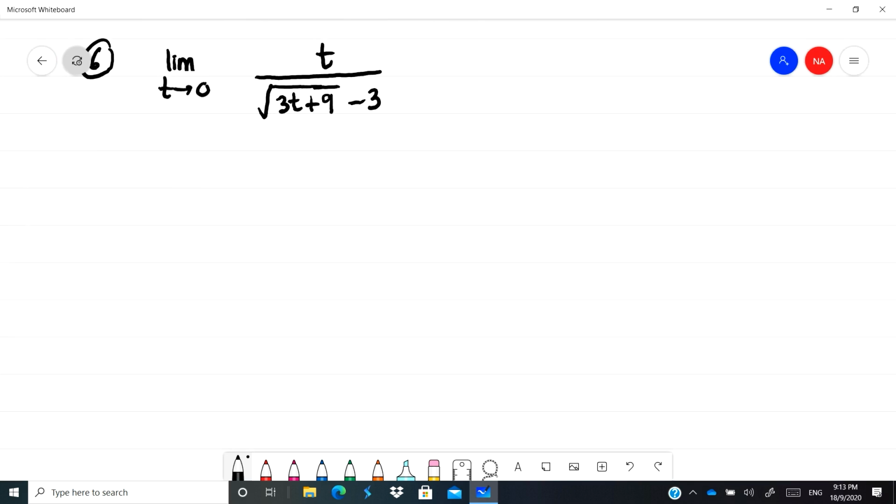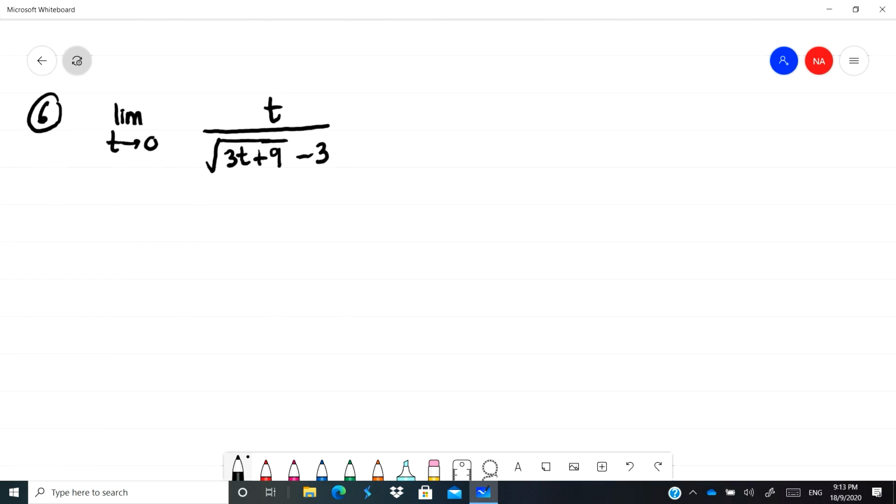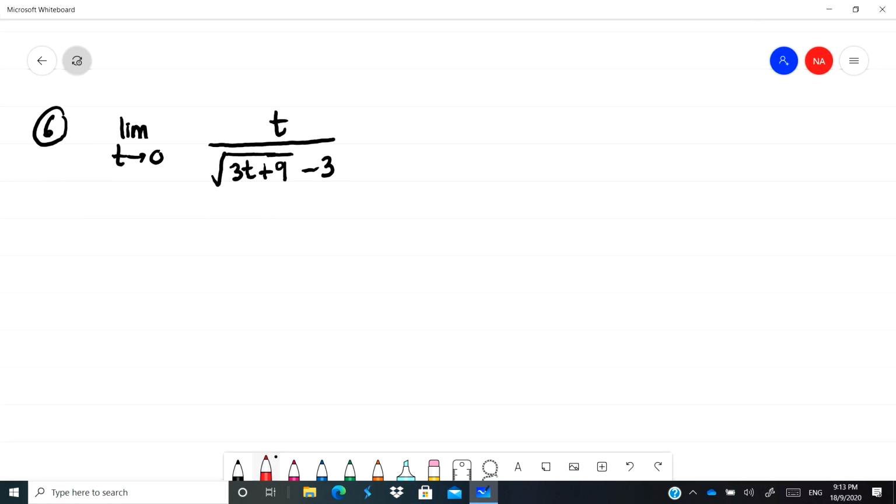Right, now we have this limit as t approaching 0 of this part. Again, if you try to substitute t with 0, you'll have a 0 over 0 case. Now you have to multiply with the conjugate because we cannot factorize anything here. In this case, the conjugate will be square root of 3t plus 9 plus 3.